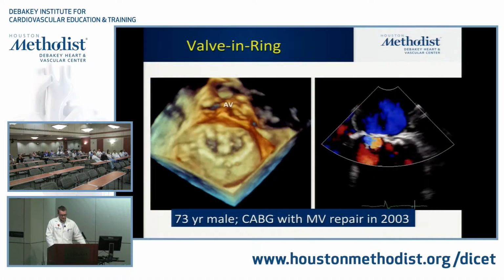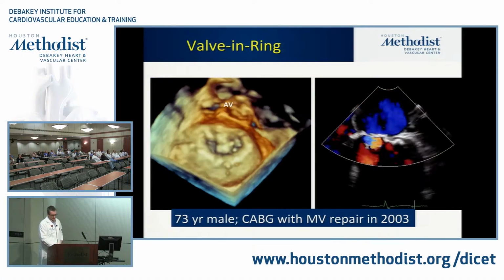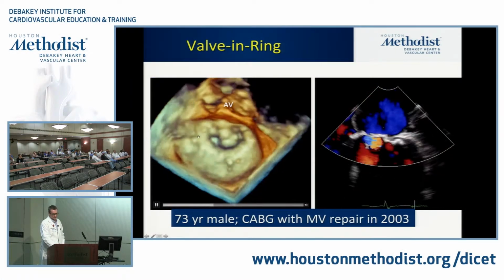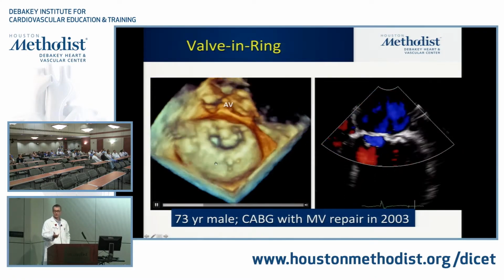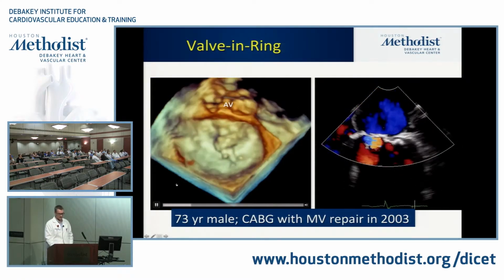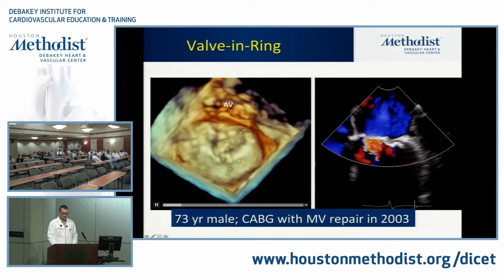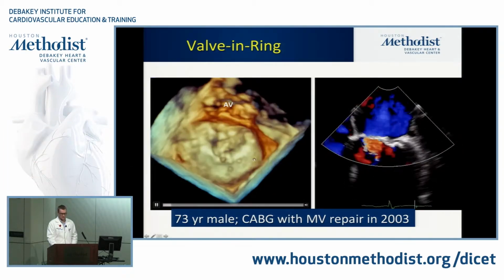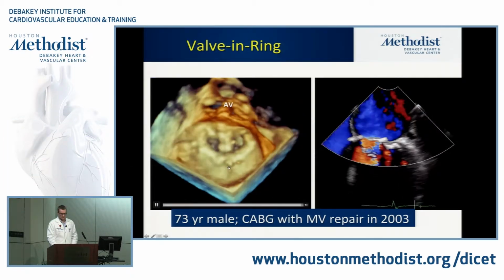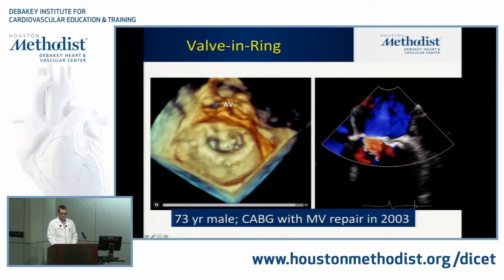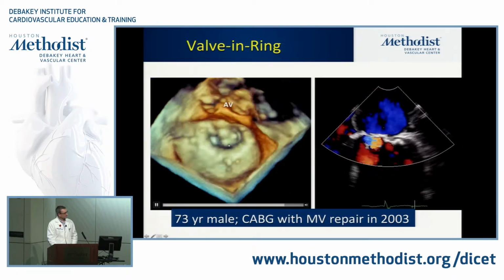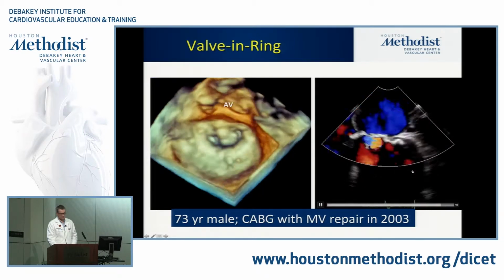CT base. This is a tougher one. This is a gentleman who had just had a band. So a band or a partial ring are synonymous. Some surgeons believe you don't need to support the anterior part of the mitral annulus. So this is somebody who at another center had a bypass and a mitral repair using a band. Years later, he presents with prolapse of his anterior leaflet, severe MR.